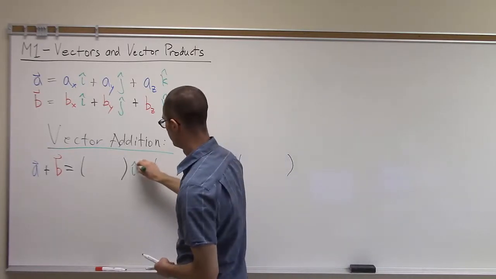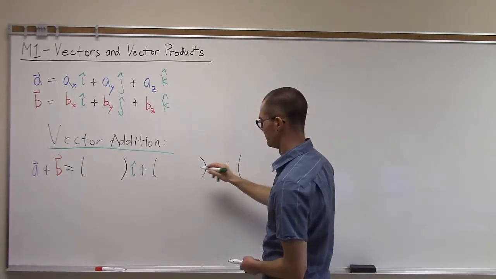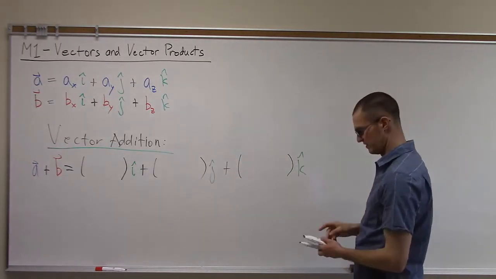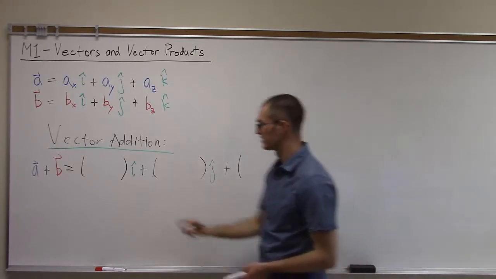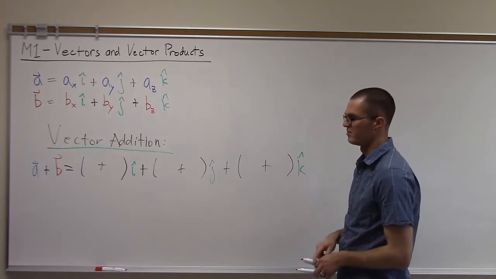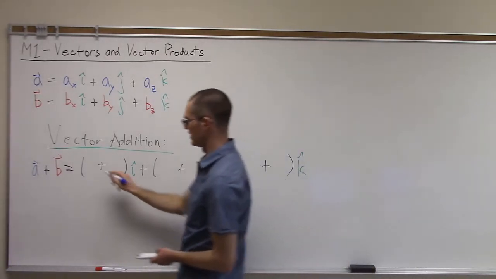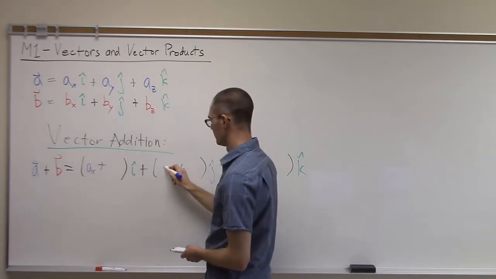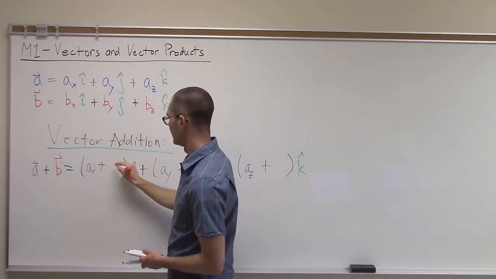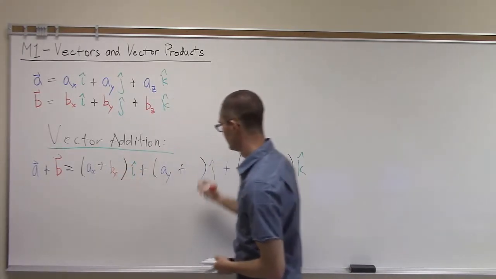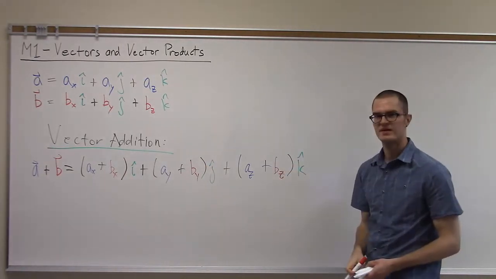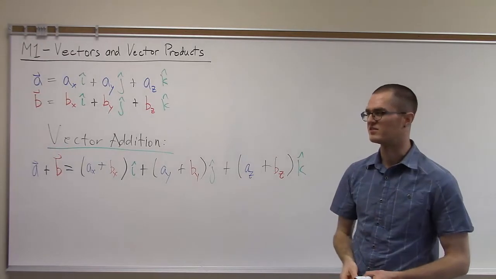So I'm going to have the x component multiplied by the i unit vector, the y component multiplied by the j unit vector, and the z component multiplied by the k unit vector. And in each of these terms, I'm basically just going to add the x components, y components, and z components together. So I have ax plus bx, ay plus by, az plus bz. That's how you add two vectors together.